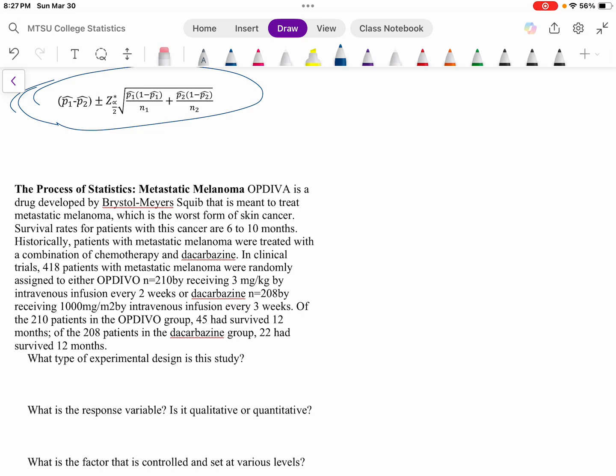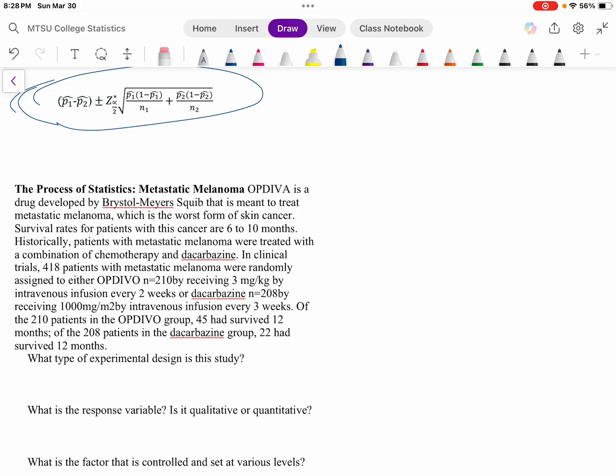and they were randomly assigned to two groups. The first group got this new drug called Opdivo, 210 people in there, and then the other 208 were in the dacarbazine group. After 3 weeks, of the 210 people in the first group, 45 had survived to 12 months. And then of the 208 patients in the other group, 22 of them survived for 12 months. So they increased survival from the standard of 6 to 10 months up to 12 months.